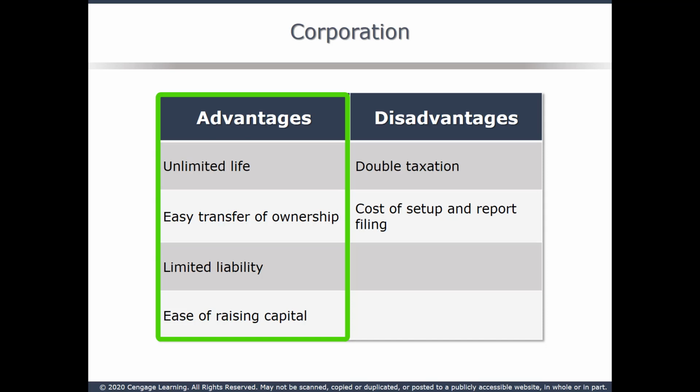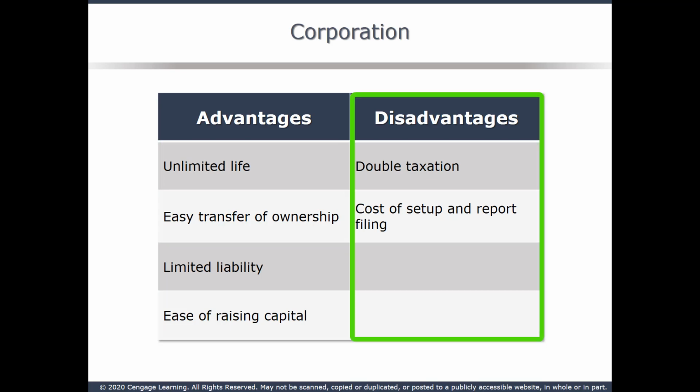Corporations can raise capital in a number of ways: lines of credit, issuing bonds, or issuing stock. But corporations' profits face double taxation, once as a corporation and again as dividends paid to the owners. The cost of setting up a corporation is significant, as well as the continuing regulatory requirements for filing with the SEC and notices to shareholders, not to mention compliance with Sarbanes-Oxley.